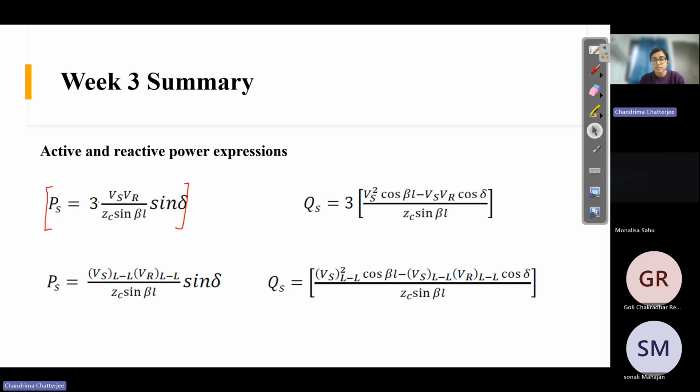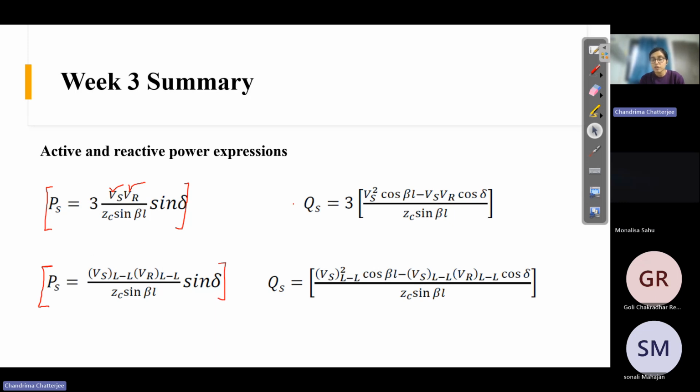Remember, when there is a 3 here, these VS and VR are phase voltages, not line to line voltages. And if you distribute root 3 and root 3 between VS and VR, then this VS becomes the line to line voltage and VR also line to line. So now you don't need this 3. This is another expression. They are the same only. You can use any of them to find the active power.